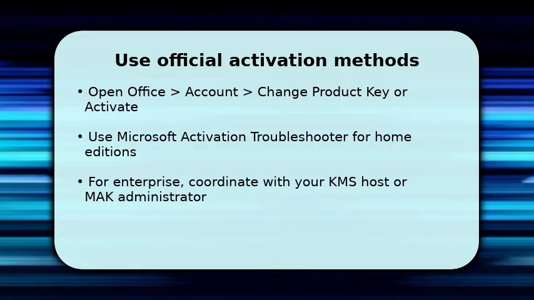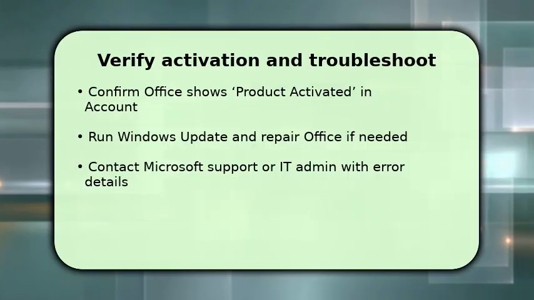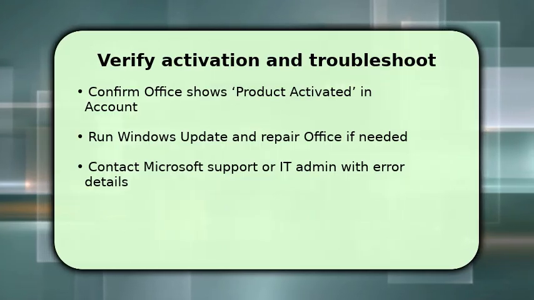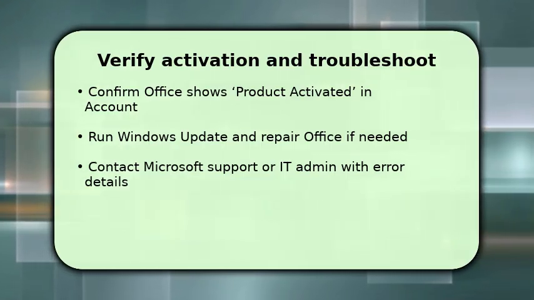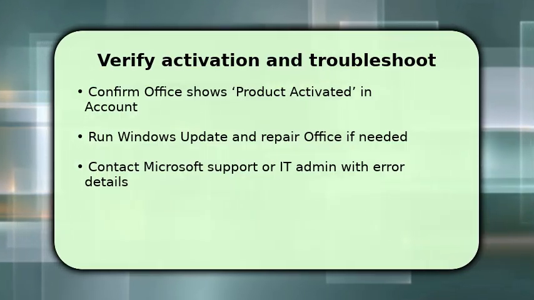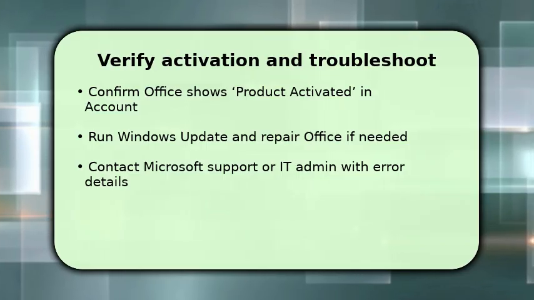Finish by confirming Office shows product activated in the Account section and test core features to ensure full functionality. If activation fails, run Office Repair from Programs and Features, install pending Windows updates, and reboot. These steps often resolve transient issues.